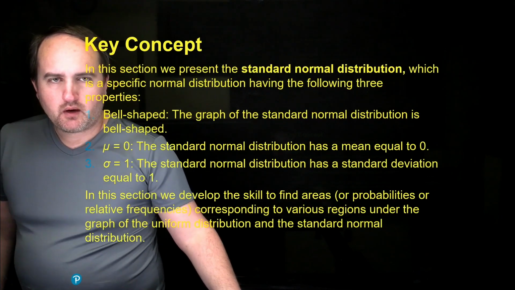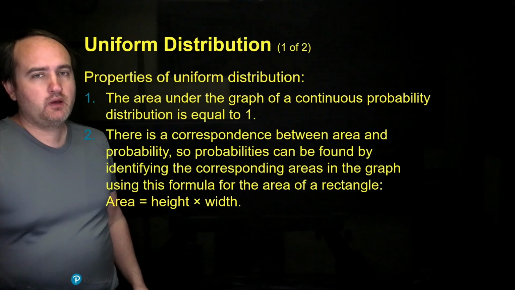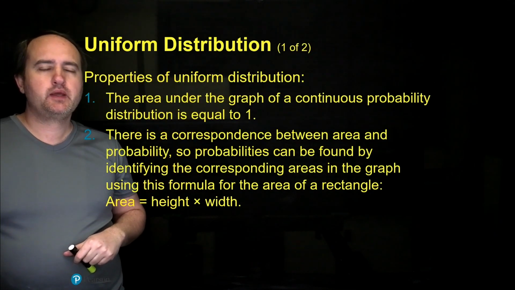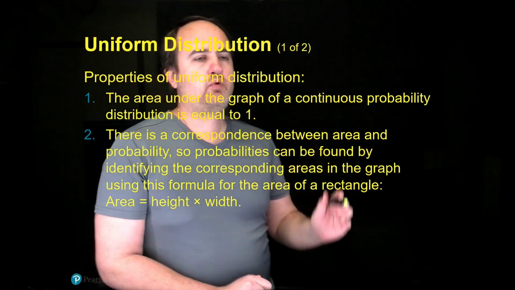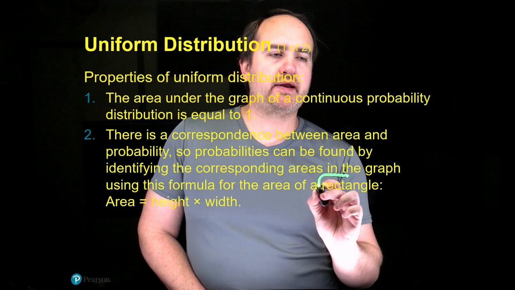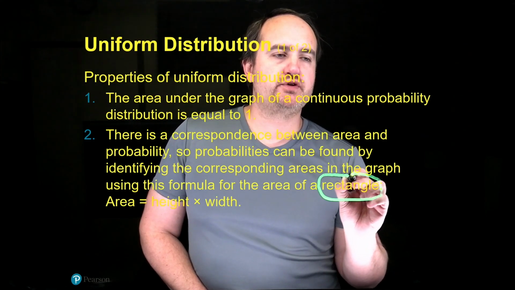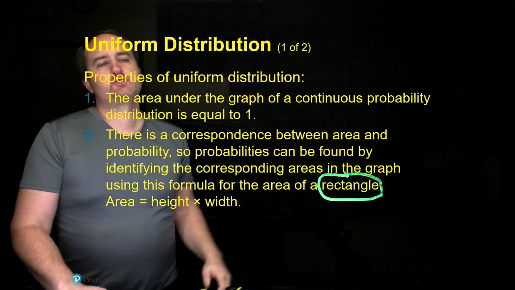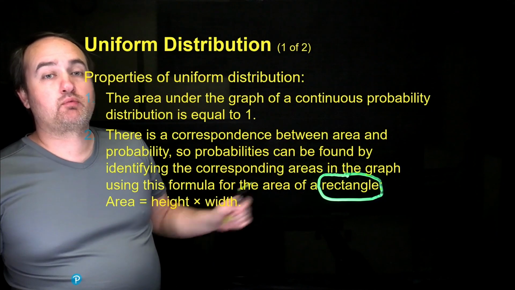All right, so let's start with the uniform distribution. We've already talked about this before. The uniform distribution is a distribution that is roughly rectangular in shape. And remember that when I keep saying distribution, that's really referring to the shape of the graph. So uniform distribution is roughly a rectangular shape.